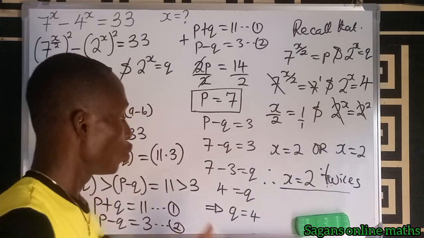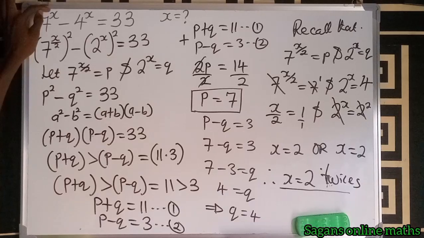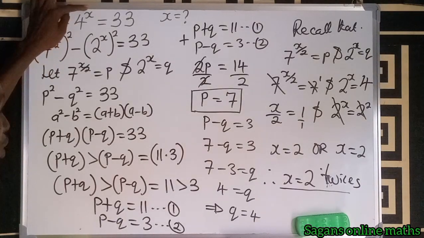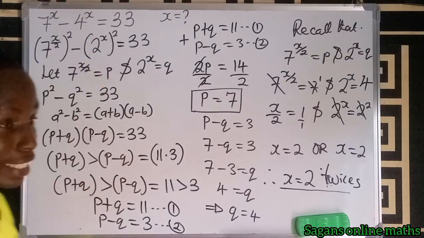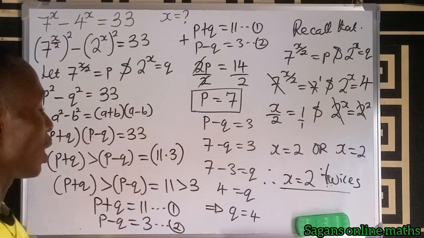Very interesting. Now, to check whether this solution will satisfy the equation, we know that 7 to the power of 2 will give us 49, and 4 to the power of 2 will give us 16. So 49 minus 16 gives us 33. So we are absolutely correct. And this is the solution to this particular problem.